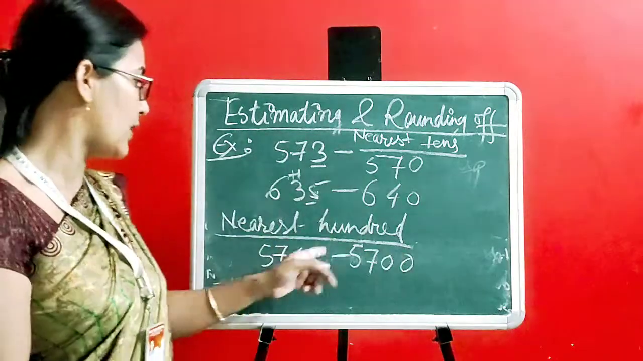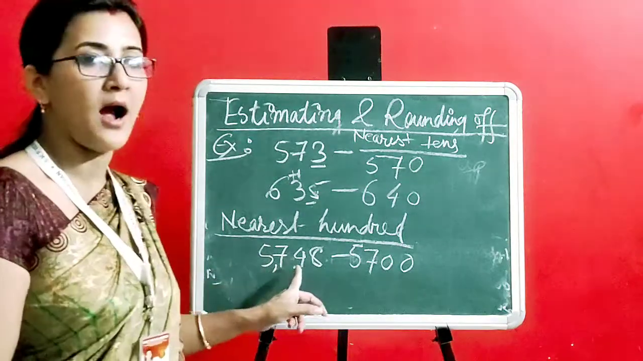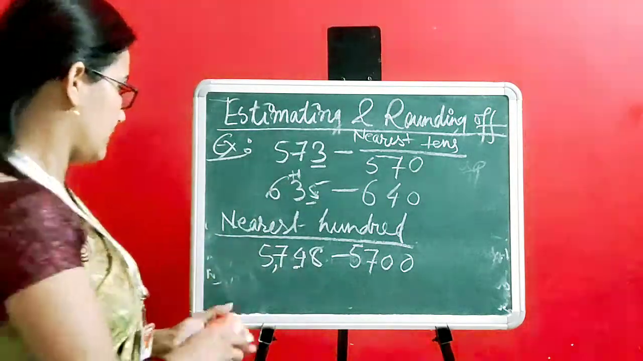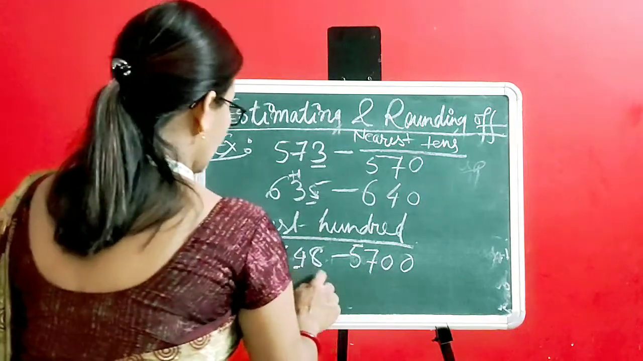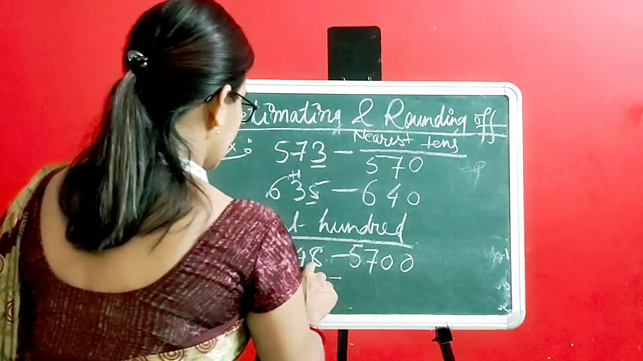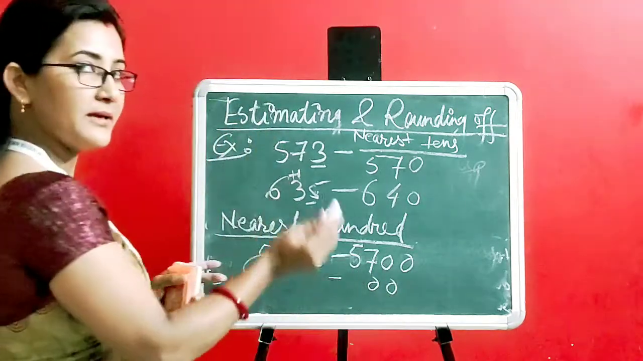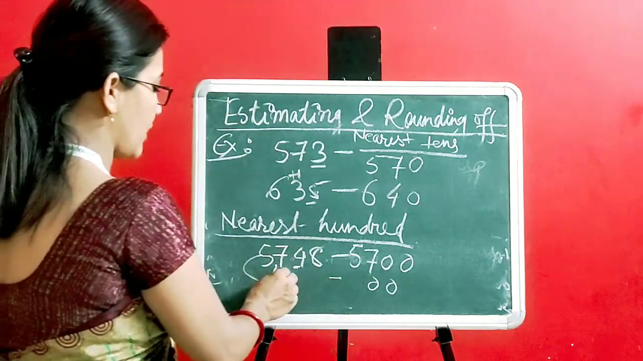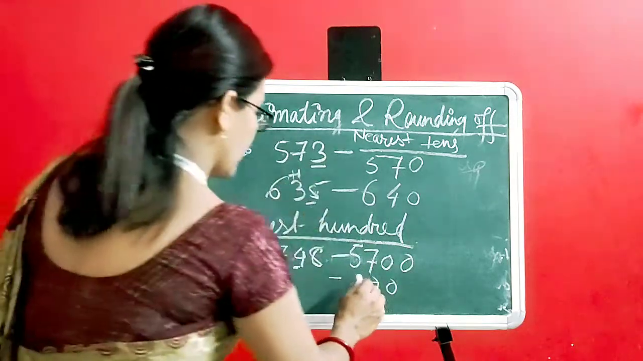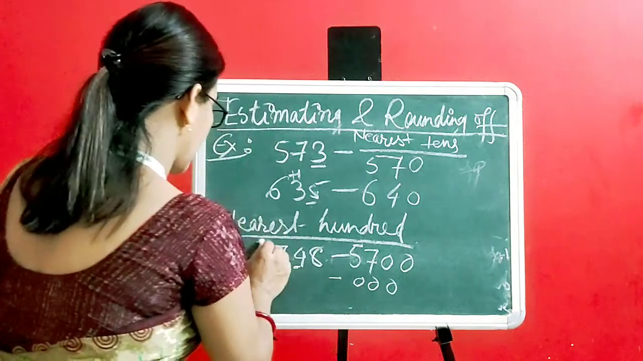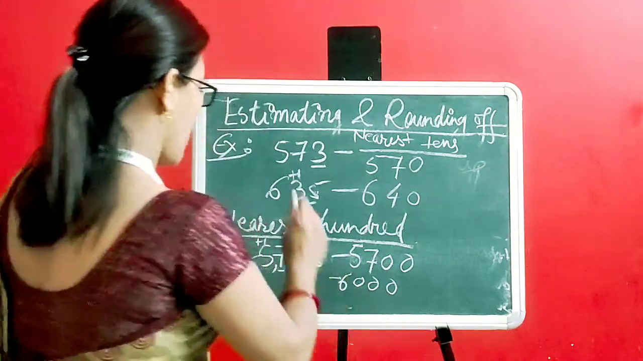In the same way, what will happen if it is the nearest 1000? For the nearest 1000, we have to look at the 100 place. Let's do the nearest 1000 with the same example. See, the 8, 0, 4 will be 0. For the nearest 1000, we look at the hundreds place. It is 7, which is greater than 5. So here it will remain as it is, but 1 will get added here. So it will be 6000.